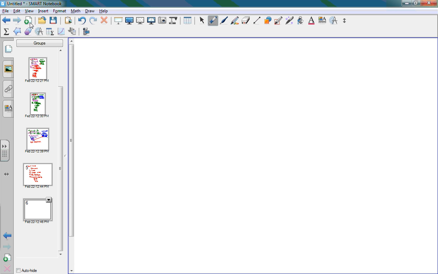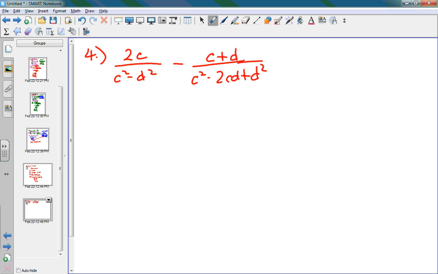Pick a problem 1 through 4. Brittany? 4. 2c over c squared minus d squared minus c plus d all over c squared minus 2cd plus d squared. Well, what's that? The direction said, determine the LCD for each of the following. You do not have to simplify. All I'm asking is for you to come up with the LCD, right? So, how do I find an LCD? Look at the least common denominator.